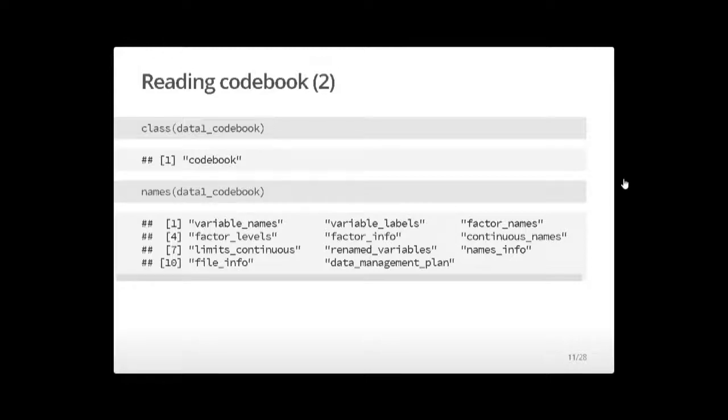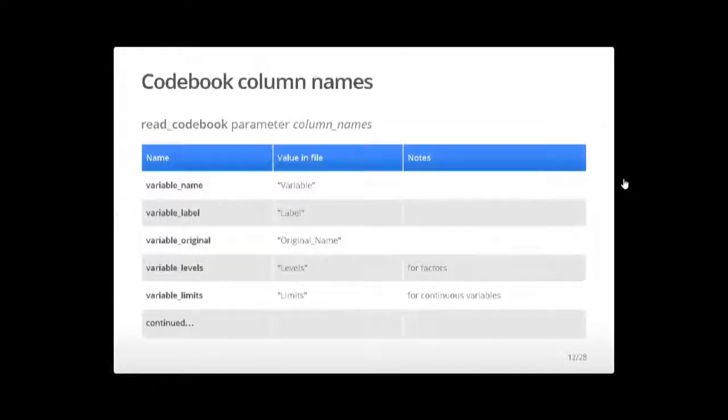Once you read a code book in, then it's just create an S3 object, and these are the components of that. So things like the things that we've already looked at, variable names and labels, factor names, levels, and so on. And so then it's a simple matter just to manipulate those and check values that are out of range and all that sort of thing. So I won't really say too much about that, but these are the sorts of things that can be in the code book. On the left hand side is the names in the S3 object, and this is the value might be in the file. So we can just specify what those values are, and if they're missing, we don't need to worry about them.